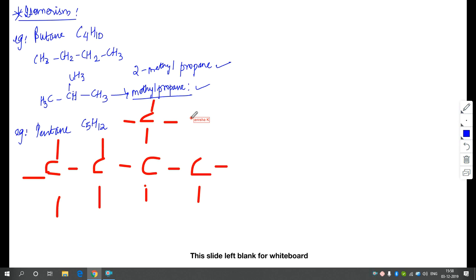That's 1. Okay, this is 1. So how will you name this compound? It's 2-methyl butane. 2-methyl butane.